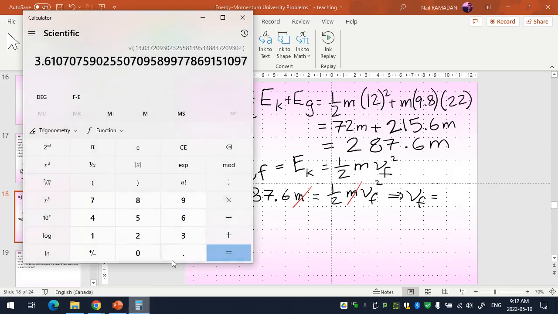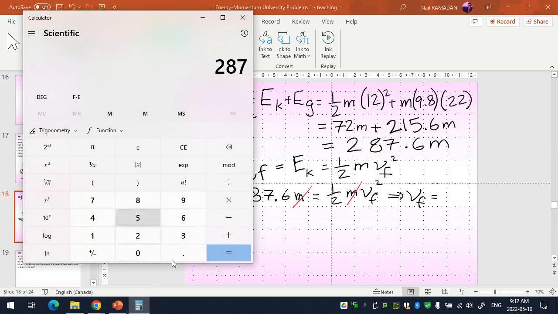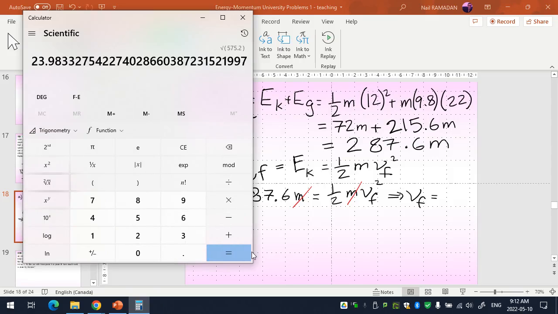So let's do that. So I need 287.6. I'll show you. Divide by half will double that number. Yep. And then you square root that guy. As long as I know that it's bigger than 12, logic stands correctly.